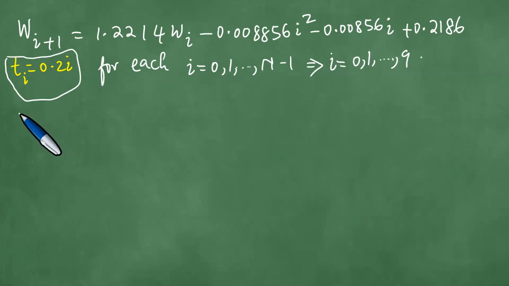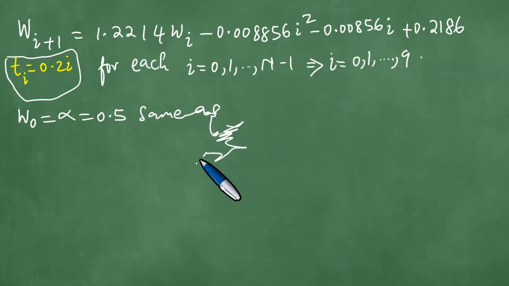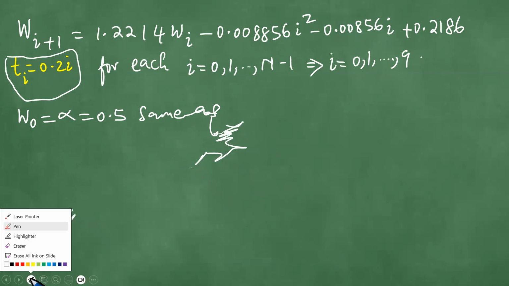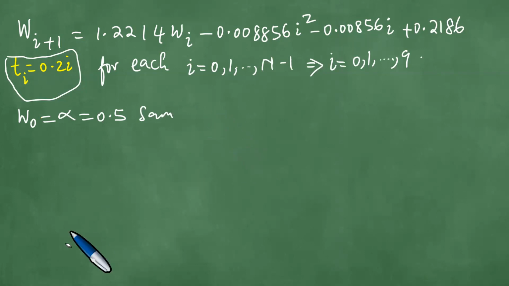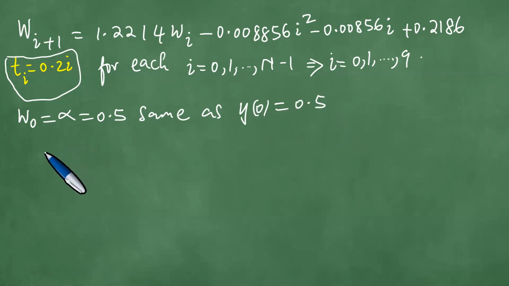Now, remember that there's w0, which is alpha, but alpha is 0.5 in this question. And this is the same as the initial condition for this problem, which is y0 is 0.5. So we know that y0 is 0.5, which is the same as w0 equals alpha. Using the w notation is popular in the prescribed textbook.